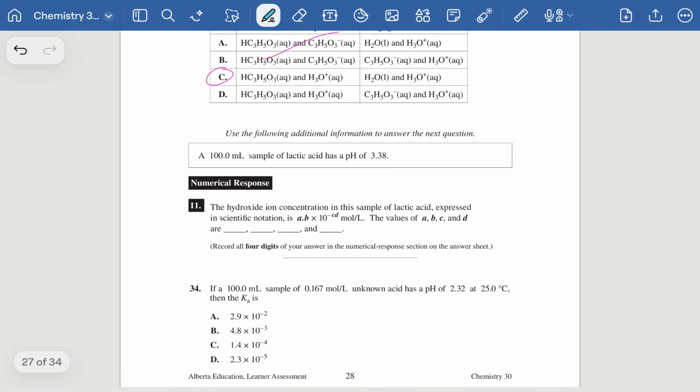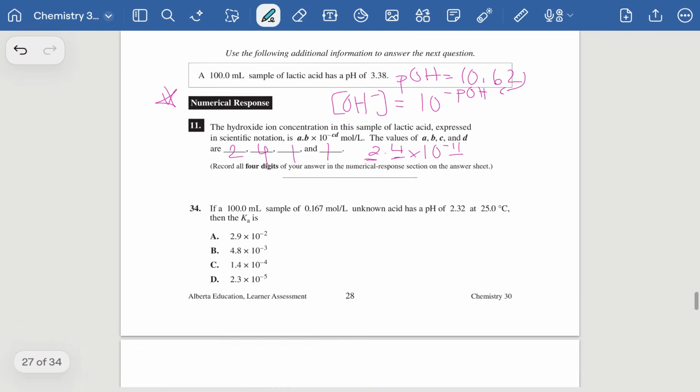sample and we have the pH, and then it's asking about hydroxide. So this is actually an easier question. Don't overthink this. This is what you would learn in grade 11 chemistry. You need the pOH first, so take away from 14, you get 10.62, and then you remember to get the hydroxide concentration, you want to take 10 to the negative pOH. So you just replace that number in, and we would get 2.4 times 10 to the negative 11. So we would have 2B your A, 4B your B, and then 1 and 1, B, C, and D. So 2, 4, 1, 1.